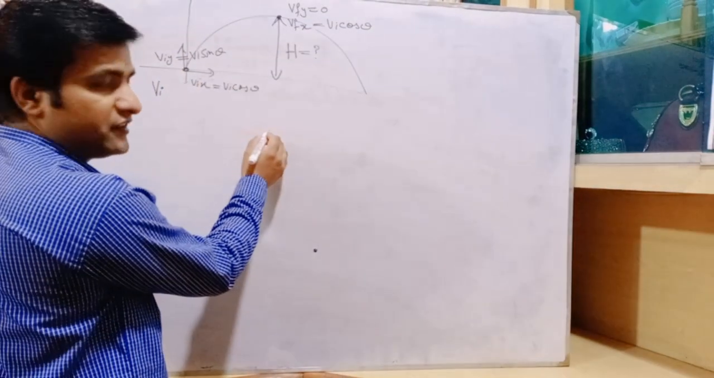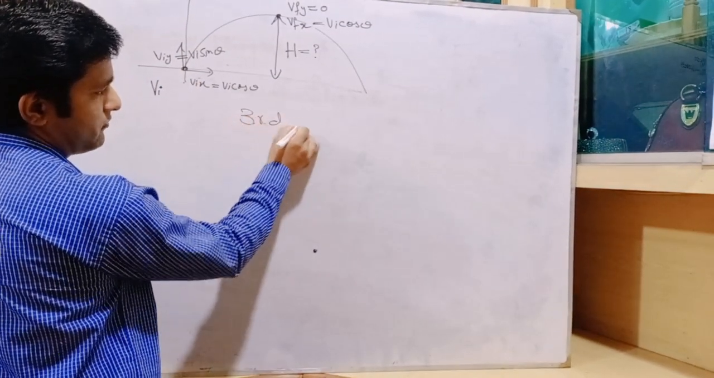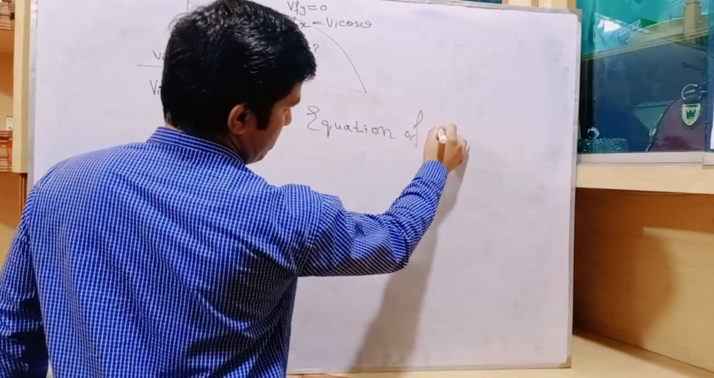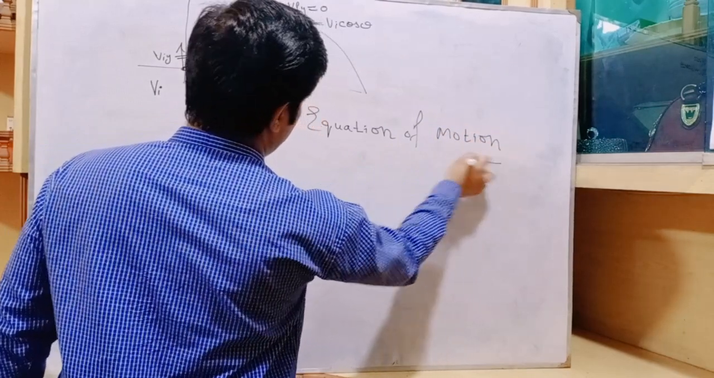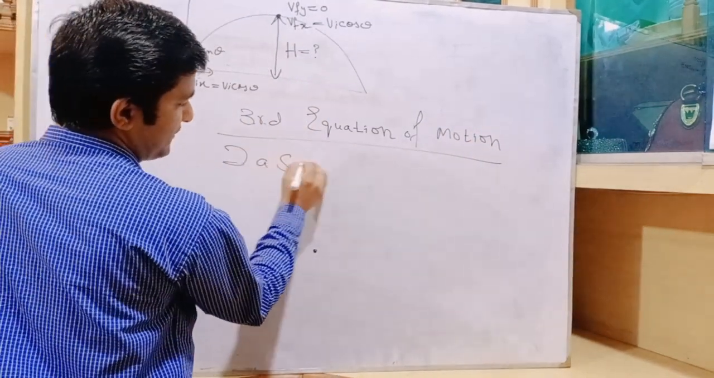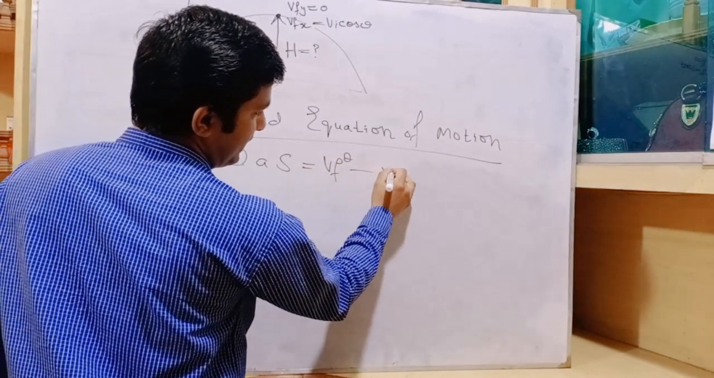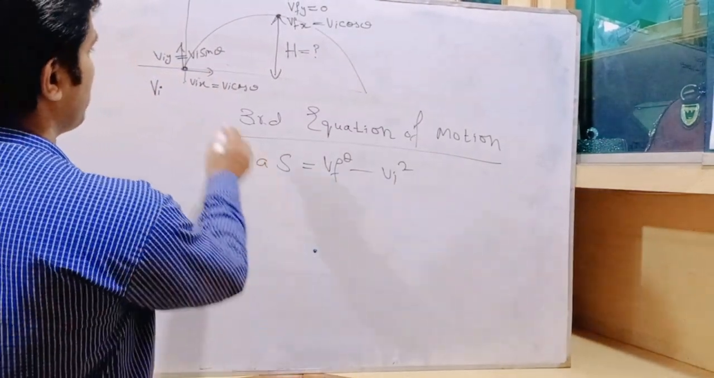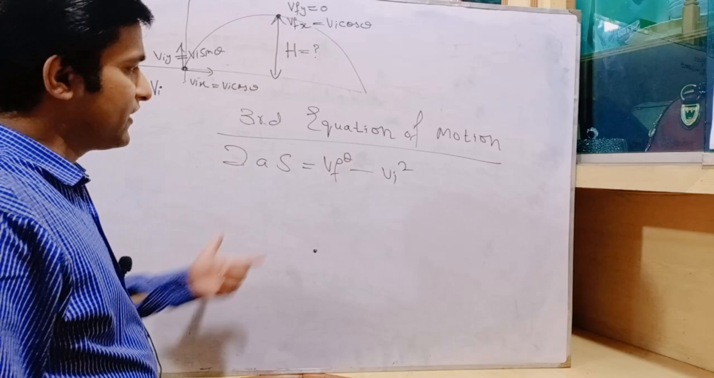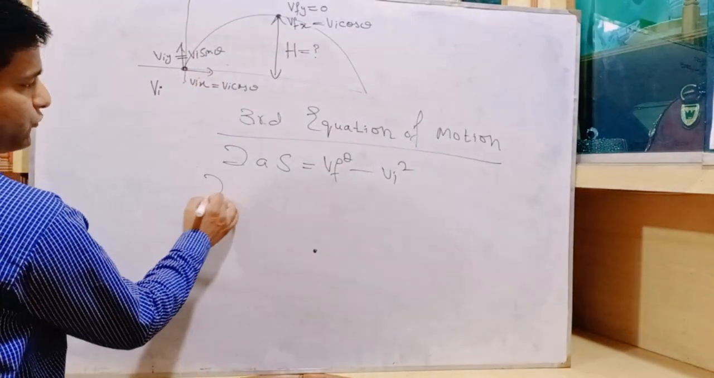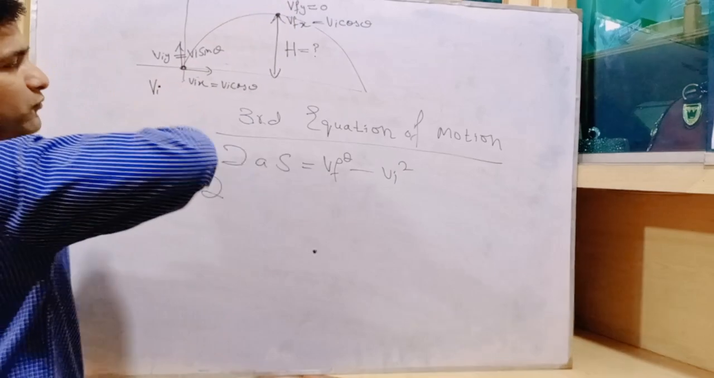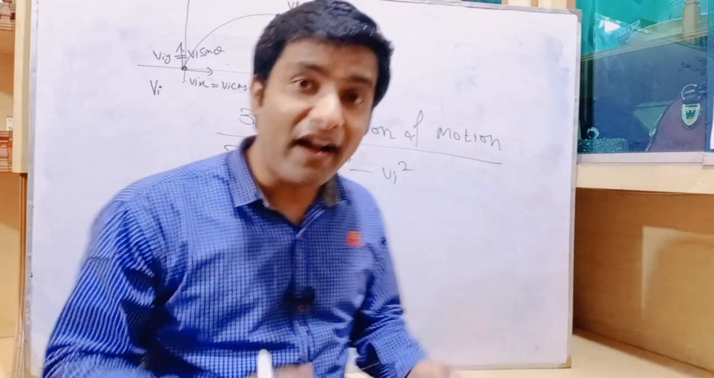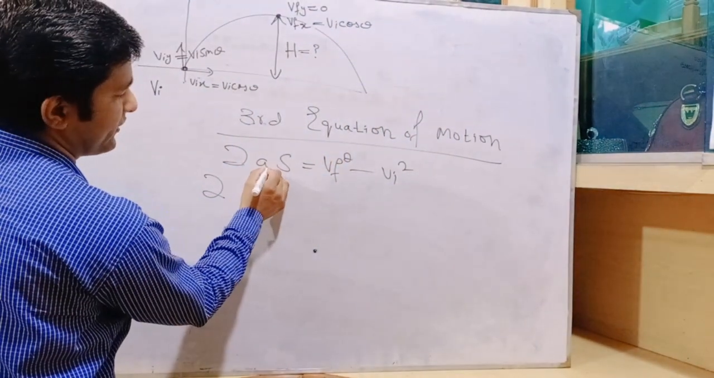So let's apply the third equation of motion. What is the third equation of motion? 2as is equal to vf square minus vi square. This is the third equation of motion. So here we are talking about initial and final velocity. That's why we can apply this. And because we are talking about the vertical distance, maximum height means the vertical distance, so it is not in the x direction. It is in the y direction. That's why we'll apply Y here.